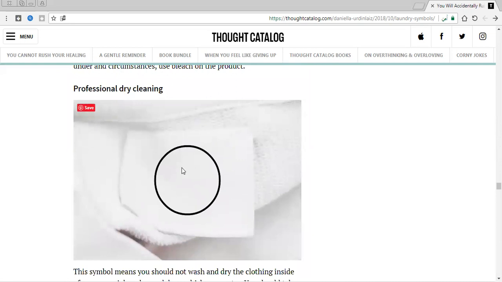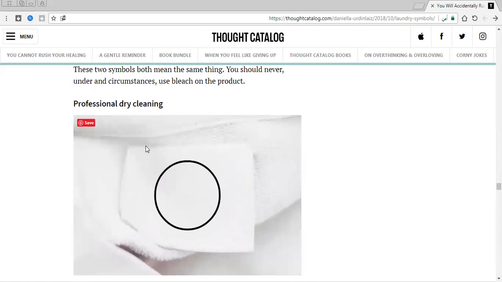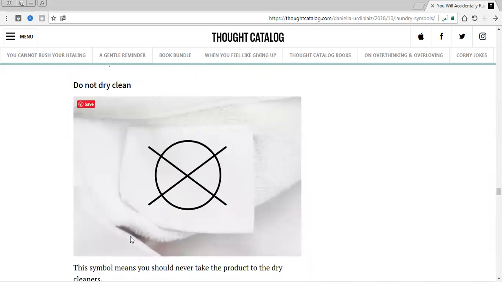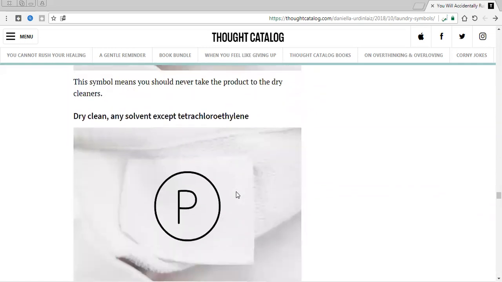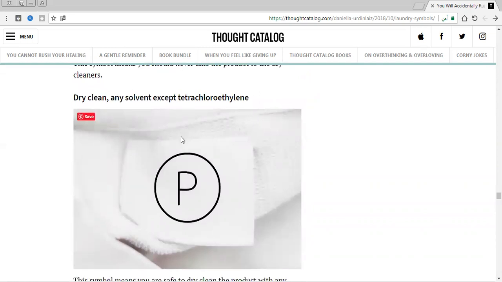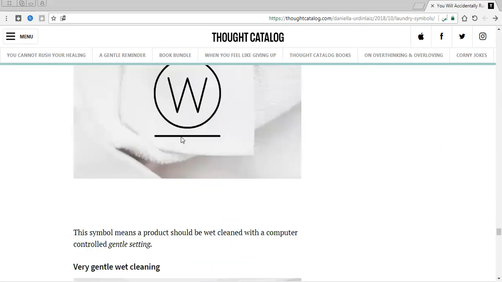What about dry cleaning? The symbol of dry cleaning is a square alone. If we have a cross, that means don't dry clean. P means dry clean.